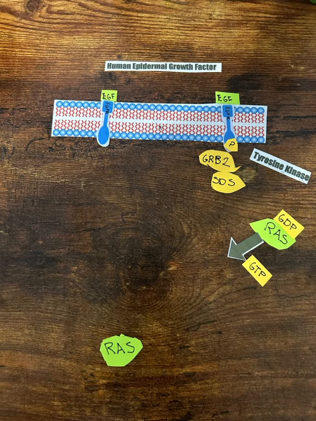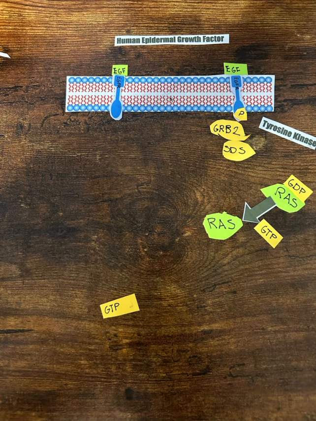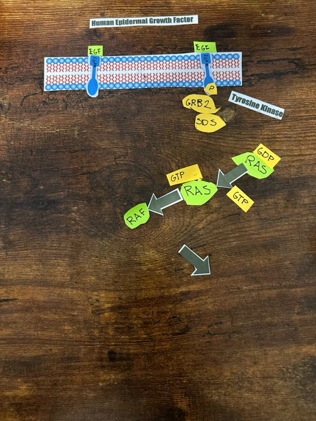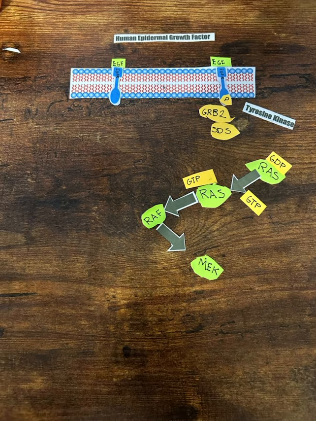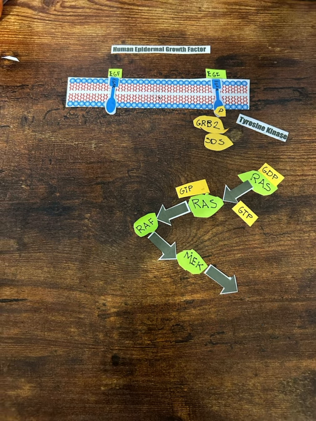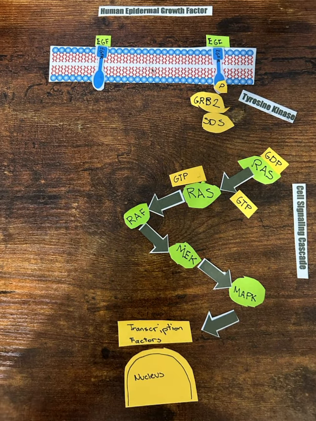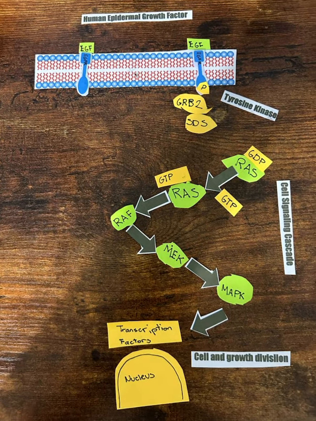Active RAS then triggers a chain reaction of other protein activations, first RAF, then MEK, and finally MAPK, which stands for mitogen activated protein kinase. MAPK then travels into the cell nucleus where it activates a transcription factor known as CREB.